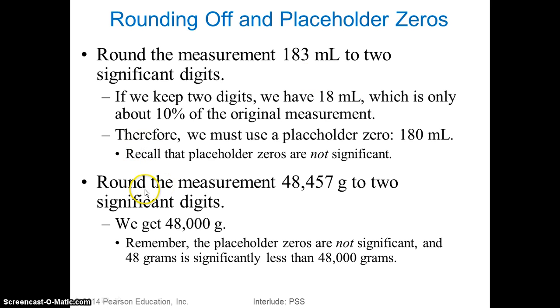Now let's talk about rounding the measurement 48,457 gram to 2 significant digits. You can see 48,457 gram has 5 significant digits, and we need to convert it to only 2 significant digits. So we can put zeros. Remember, placeholder zeros are non-significant. Rounding to 48 is not right, because we change the value. That's why we put zeros, and that way we can round off that number to 48,000, which has 2 significant digits.